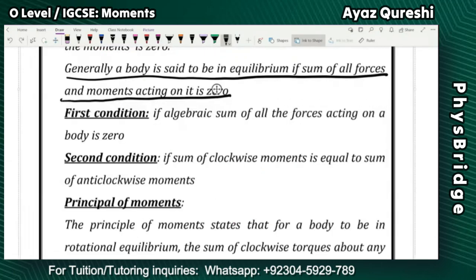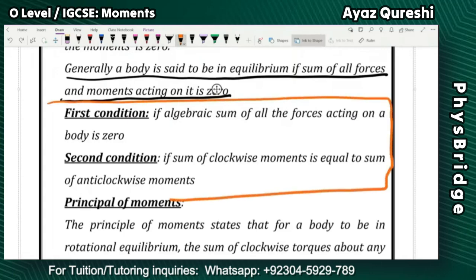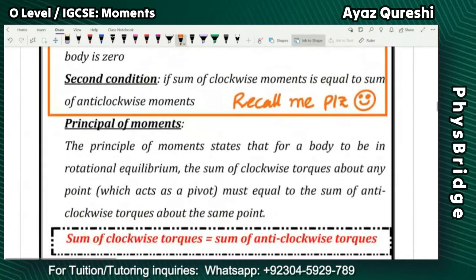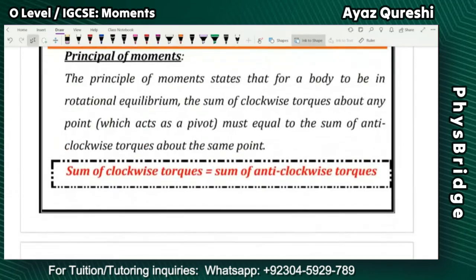What I have told you, everything, I will just finish by these two lines. First condition: if the algebraic sum of all the forces acting on the body is zero, and second condition: if the sum of clockwise moments is equal to the sum of anti-clockwise moments, then the body is at equilibrium. Which is another very important topic.